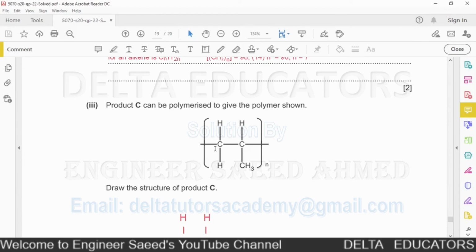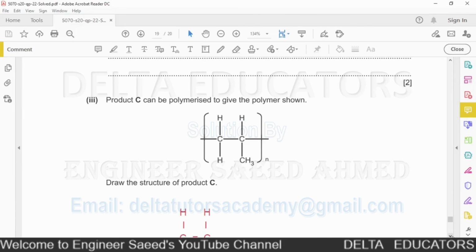Part 3. Product C can be polymerized to give the polymer shown. Draw the structure of product C. Here a polymer is given and we have to draw the structure of the monomer. In this polymer, these two free valencies of carbon will combine together and a double bond will be formed in between these two carbon atoms. So in a monomer, in between these two carbon atoms, we will have a double bond. Here we will have one hydrogen, here hydrogen, again here one hydrogen, and at this carbon we should have a methyl radical.